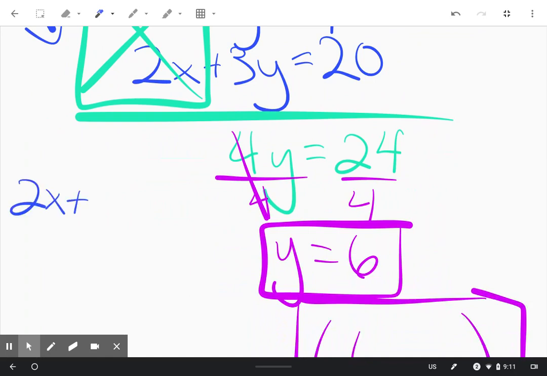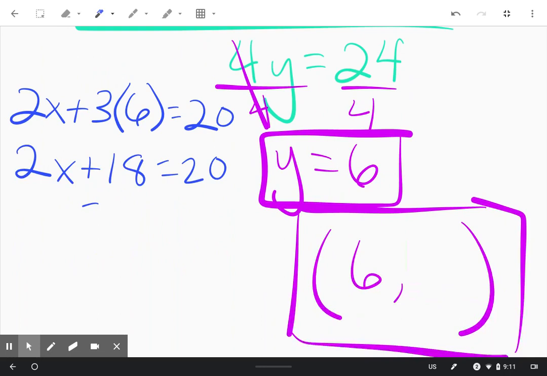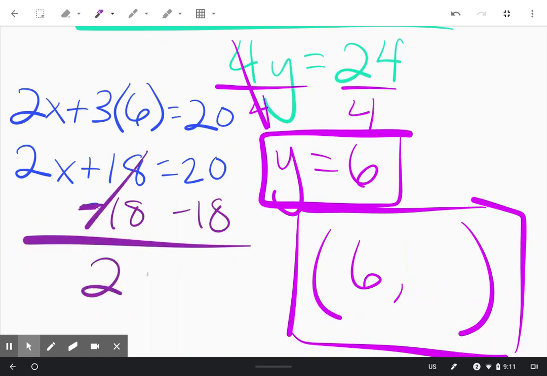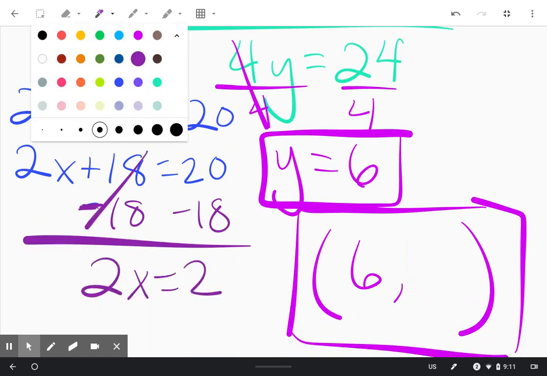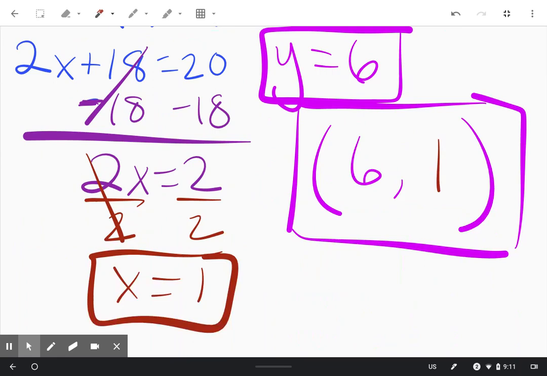2x plus 3y, which is now 6, so this is coming from right here, equals 20. 2x plus 18 equals 20. Minus 18, sorry, I had to use a different color here. Minus 18 from both sides gives me 2x equals 2. Divide by 2, x equals 1. And that is the other part of my solution.